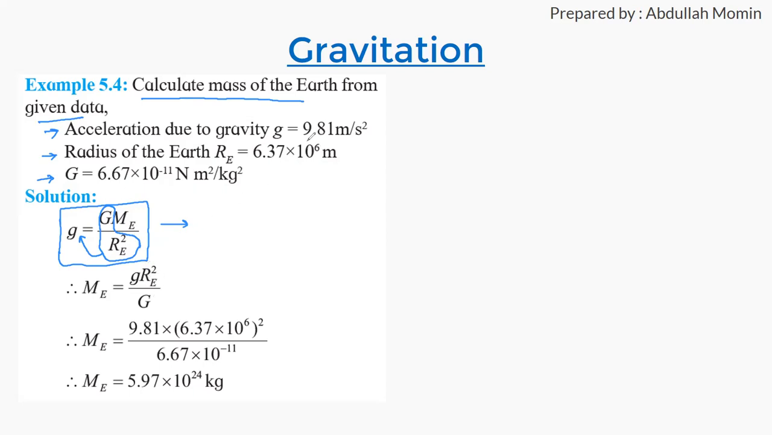Small g has the value of 9.8, so instead of small g we will put 9.81. Instead of R E we will put the given value and square it, and instead of capital G we will put the value of the gravitational constant, and after solving this equation we will get the mass of the earth as 5.97 into 10 raised to 24 kg. So this is the mass of the earth.